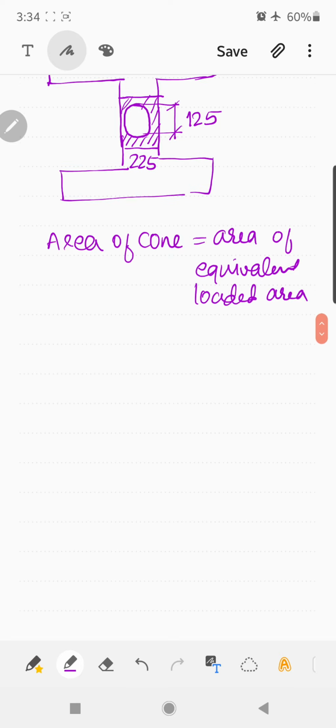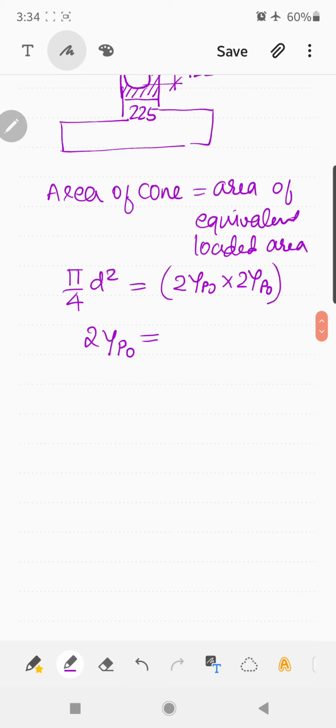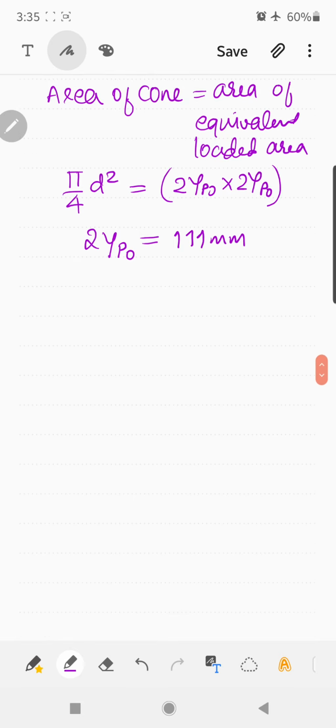We know that the area of cone, pi by 4 into d square, is equal to the loaded area, 2yp naught by 2yp naught. So substitute, we know the diameter is mentioned here. You will get the 2yp naught value as 111 mm. This is the punching area 2yp naught, because it is not rectangular, it is circular. If it is rectangular, then you would have taken the depth of the anchor plate, but as it is circular, you have to convert it to equivalent area and find it. So this is how you can calculate 2yp naught as 111 mm.